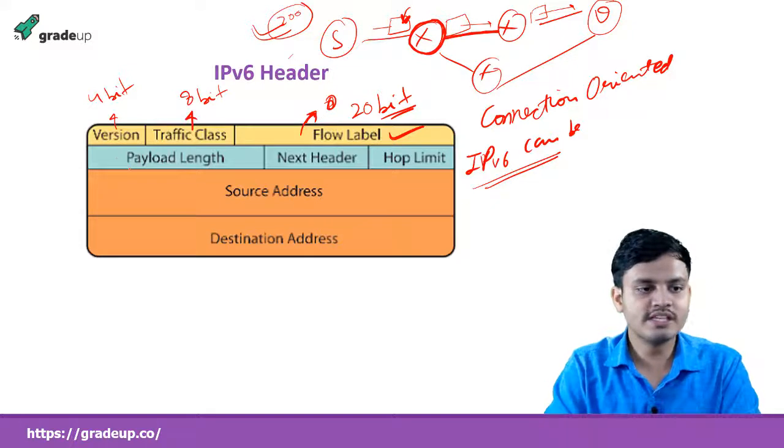This is payload length. Payload length is 16-bit. Payload length means the data bytes. Okay, this is 16. This is 8-bit.